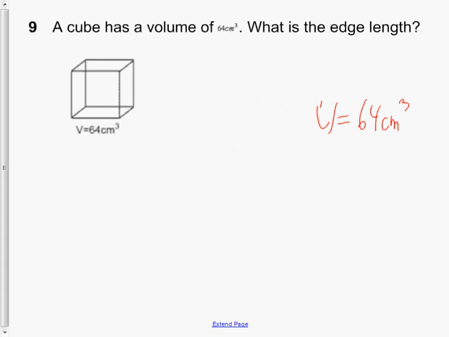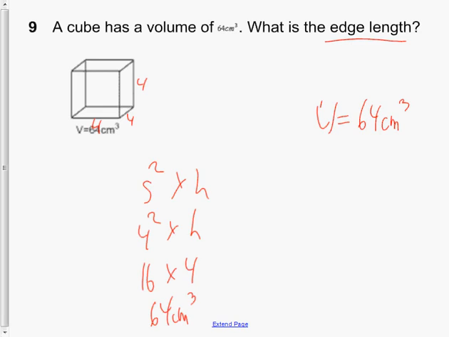So I'll try 5. 5 times 5 is 25. So the area of that base would be 25. Multiplied by the height is 125. That's too high. But I'm getting pretty close. I'm going to try 4. And when I try 4, 4 squared is 16. Multiplied by the height, which is 4, I get 64 centimeters cubed, which means that the edge length must be 4. 4 times 4 times 4 is 64.